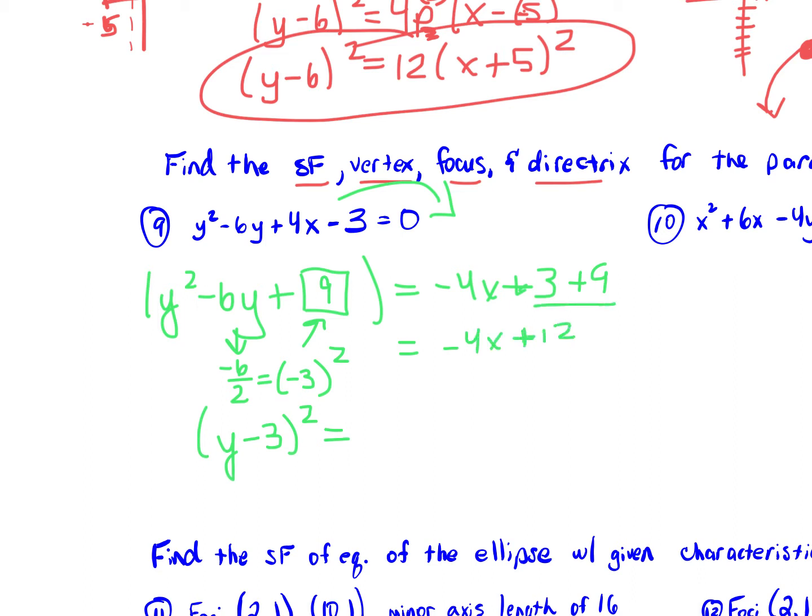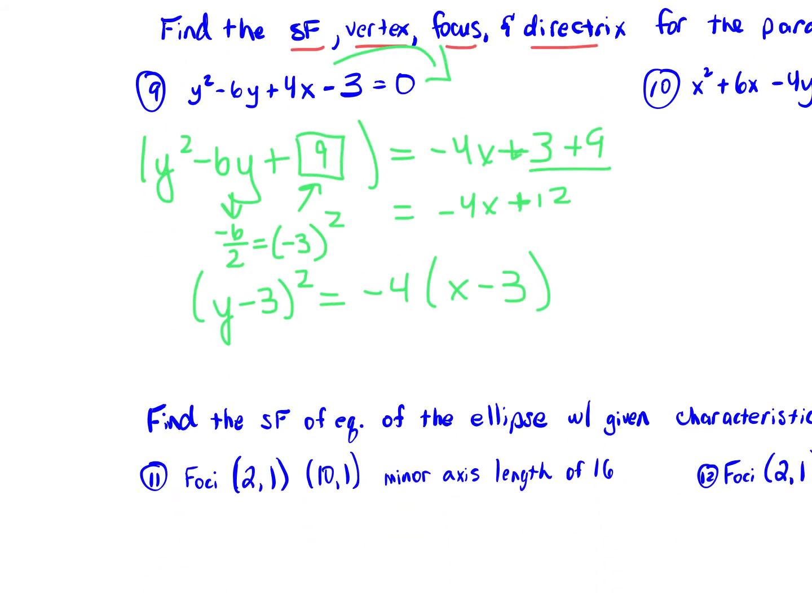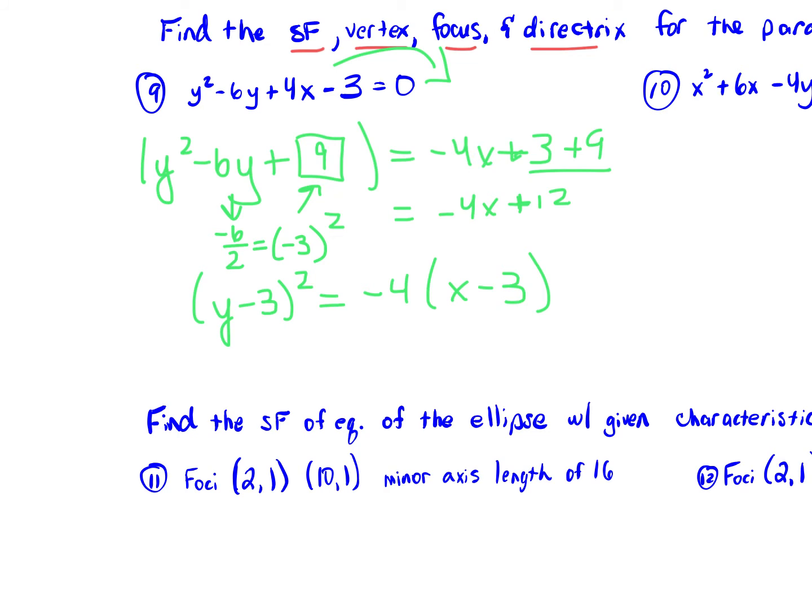I want my x value to be 1x. I want that term in front of x to be 1. So I look here and I say, oh, well, I can factor out a negative 4. So if I take that negative 4 out, I'm left with x minus 3. So now I have my equation in standard form.